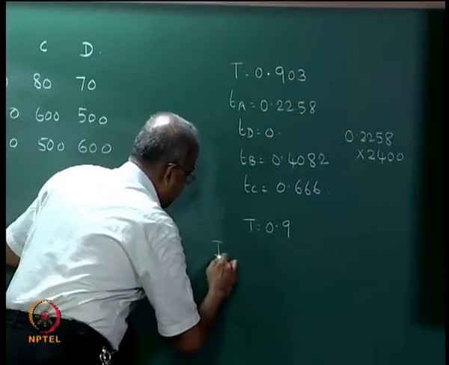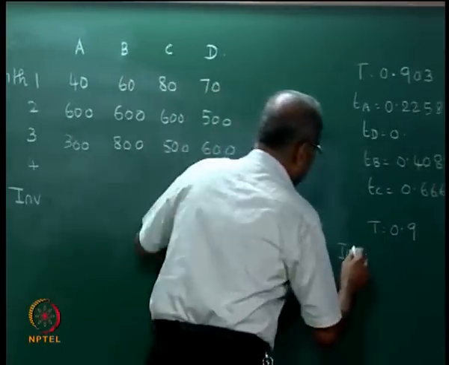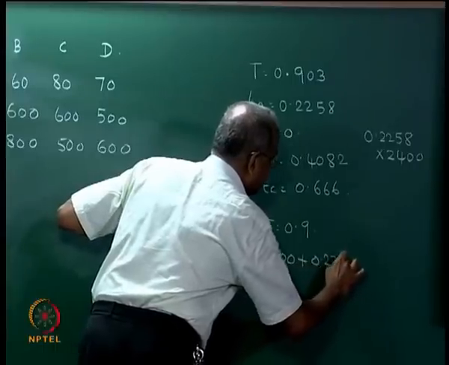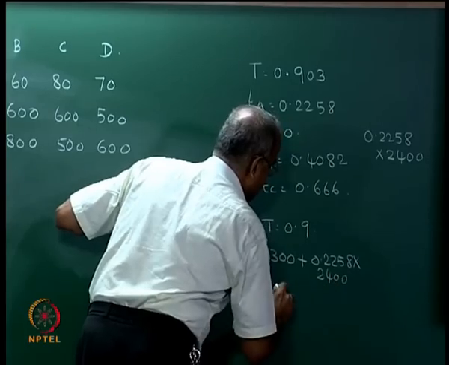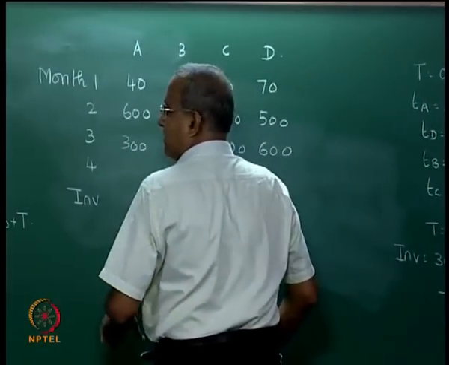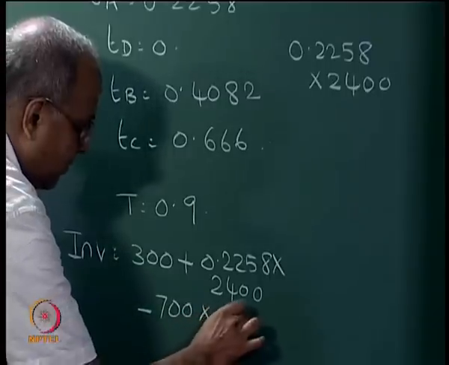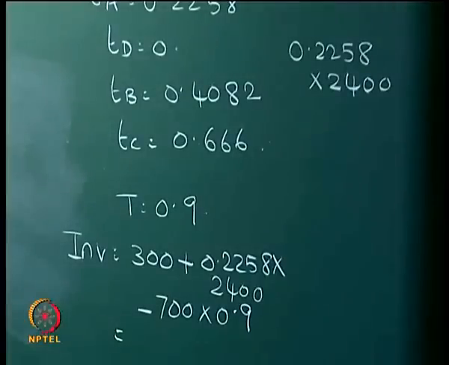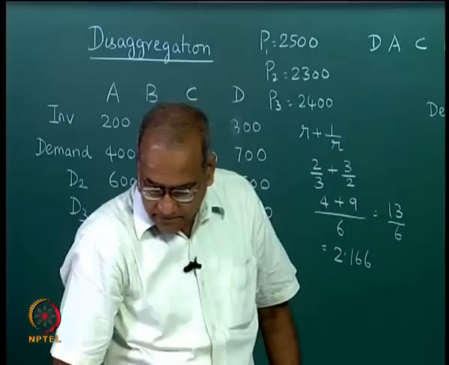So, the inventory of D will be the starting inventory of 300 plus production 0.2258 into 2400 less demand of D, which is 700 into 0.9. So, this will be the inventory position of D, and this works out to 209.82.